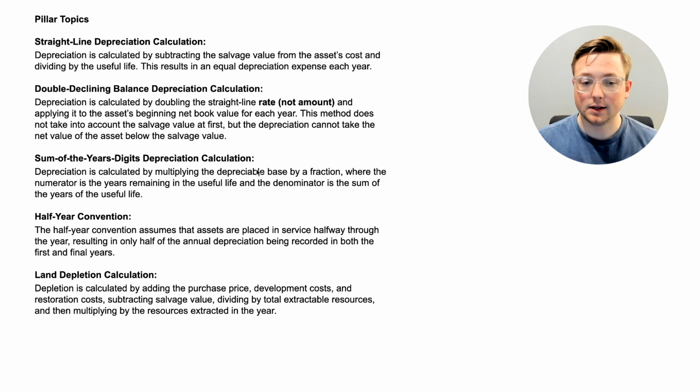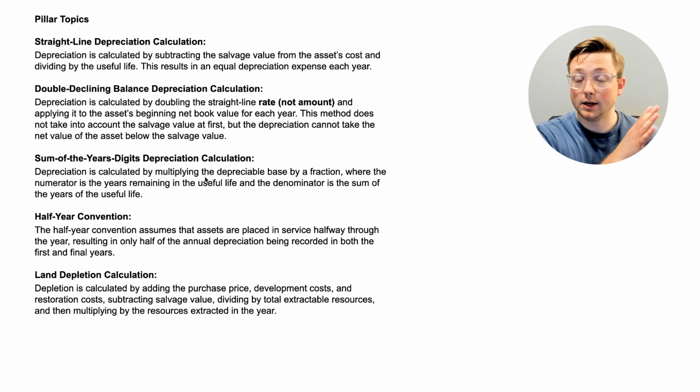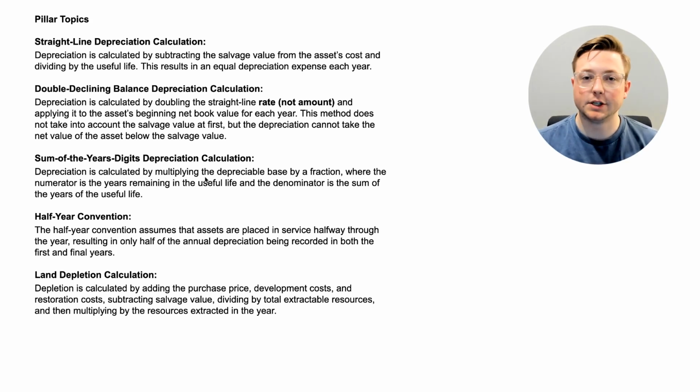And you, again, take how many years are remaining in the useful life divided by that denominator, and you multiply that by the depreciable base, not by the net value of each year, but by the depreciable base, and that gives you how much depreciation there is for each year. Now for the half-year convention, the half-year convention assumes that assets are placed in service halfway through the year, resulting in only half of the annual depreciation being recorded in both the first and the final years.